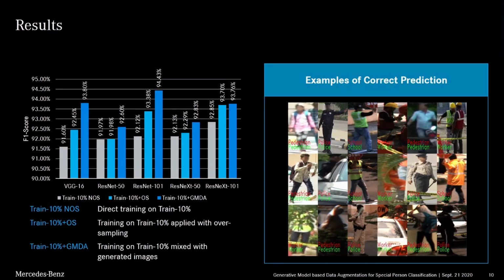Here we also show the performance with different data settings and different backbone networks. So we can see here the NOS refers to direct training without oversampling technique. The train 10% plus OS is applied with the oversampling technique, and the train 10% plus GMDA was trained on train 10% mixed with the artificial images. The results indicate that both OS and GMDA generally improve the classification performances against the baseline 10% NOS. But GMDA outperformed OS with a slightly larger increase in all 5 networks. On the right, we can see some examples of the correct prediction on the test set.